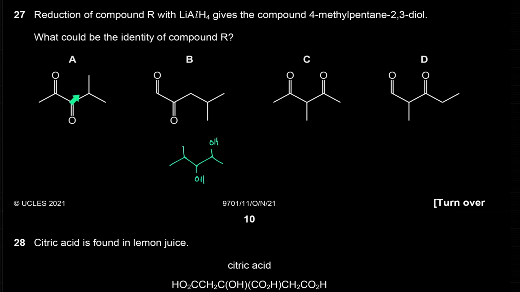Just look at the positions of the OH groups. We can see that in A, we have a ketone on carbons 2 and 3. That will give us the alcohols on carbons 2 and 3, and we have a methyl on carbon number 4. So the answer here is A. When this is reduced with LiAlH4 in dry ether, anhydrous LiAlH4, we'll get this as the product.